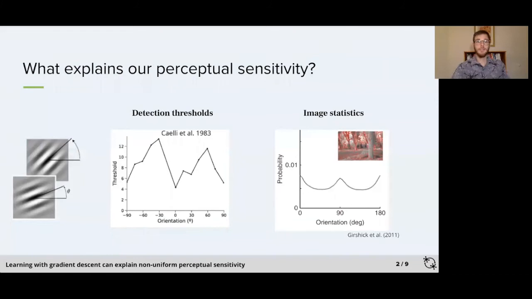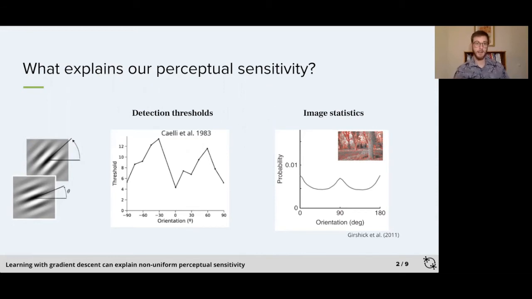Human perception is not perfect. We can detect certain types of changes better than others. For example, if you look at how well we can detect changes in orientation, you'll find that we're better at detecting changes near vertical and horizontal than the diagonals. This is a classic feature of psychophysics known as the oblique effect.